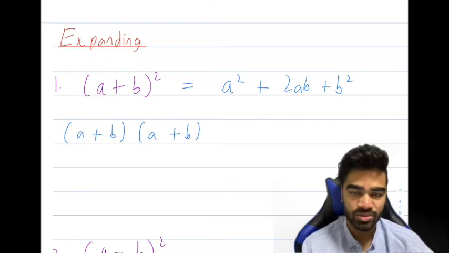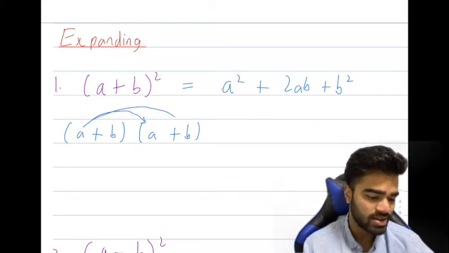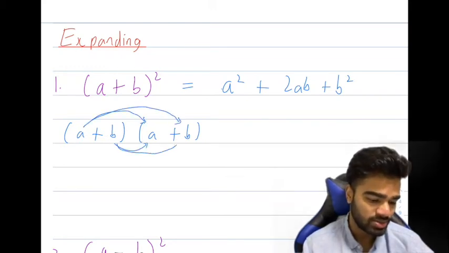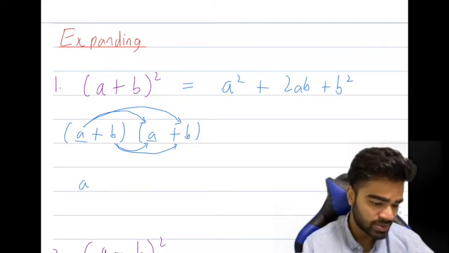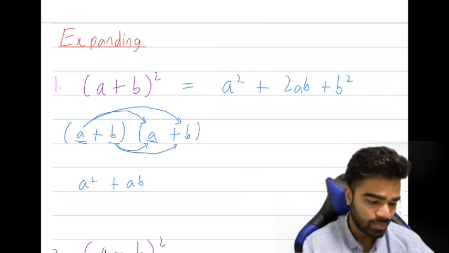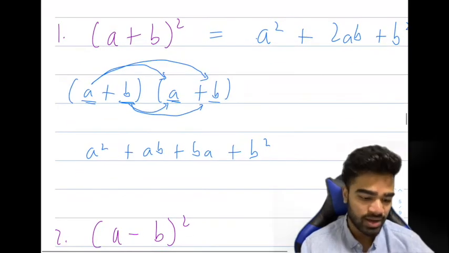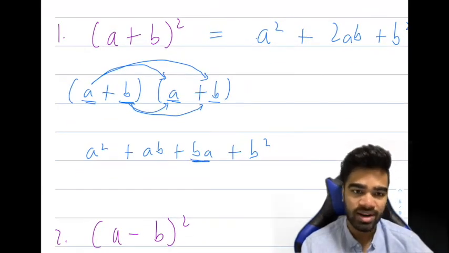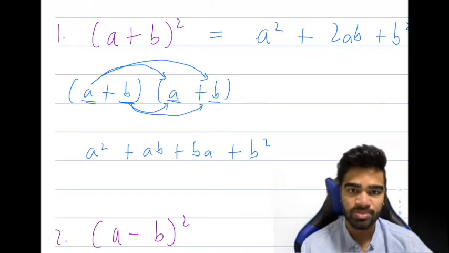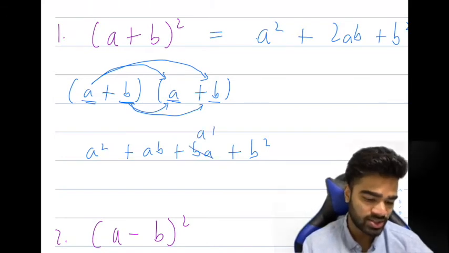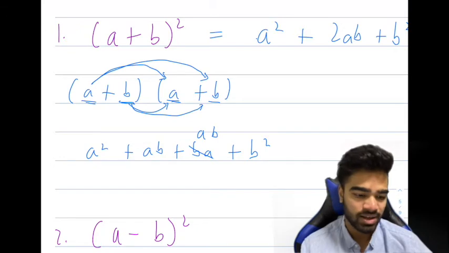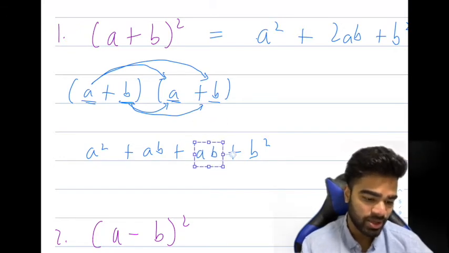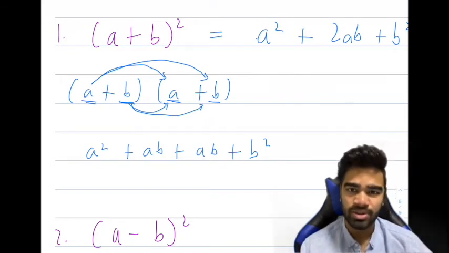So using the binomial expansion we learned just then, you times the top two and you times the bottom two. So it'll be a times a is a squared, a times b, so it's plus ab, and then plus b times a, so plus ba, plus, and then you have b times b is b squared. Okay, now ba, I can also write as ab, because remember, order doesn't matter when you're multiplying. So what you're left with is ab plus ab.